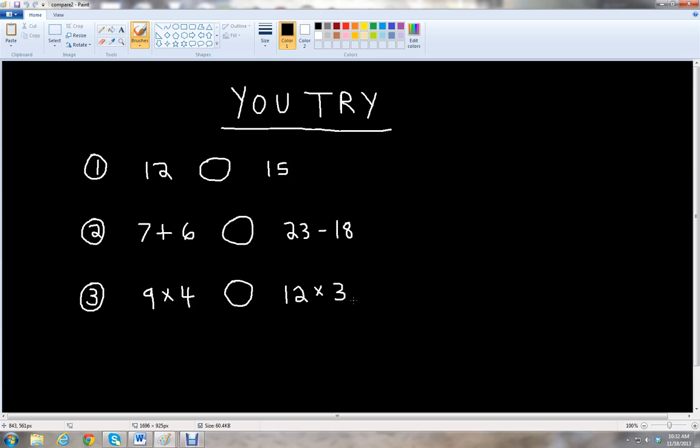So I'll give you a chance to pause the video to work on those 3 problems. Feel free to rewind the video to watch the quick lesson on these 3 symbols to compare numbers, and then we'll go over the answers.